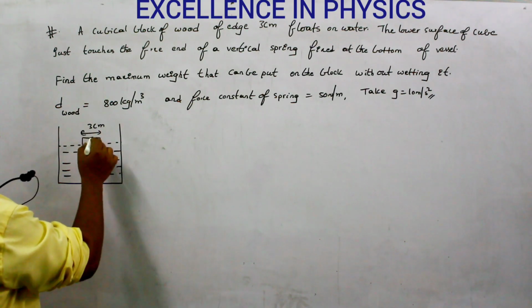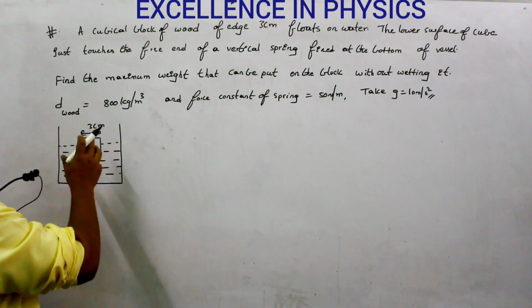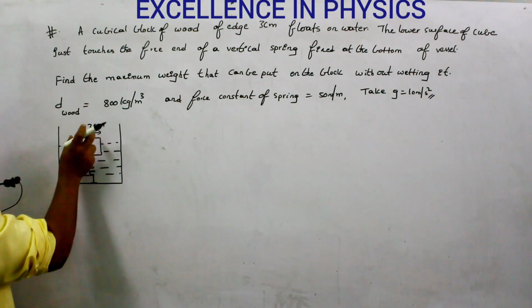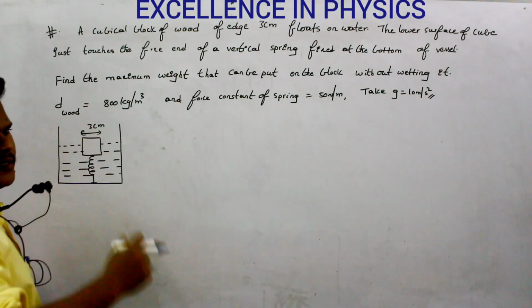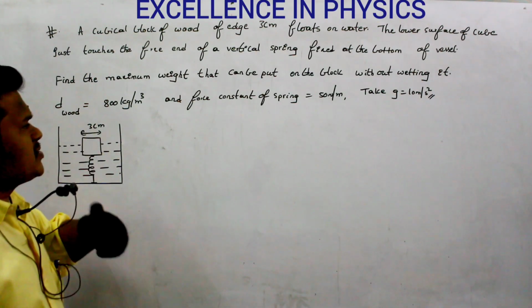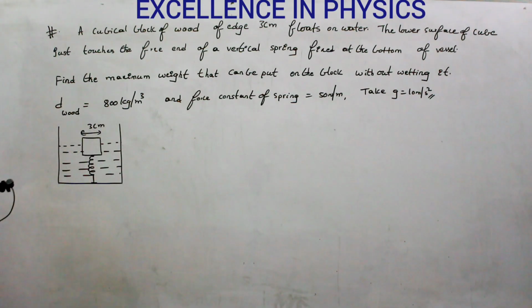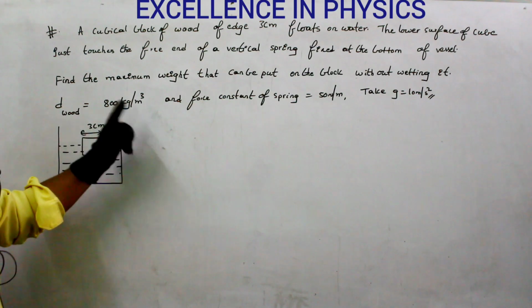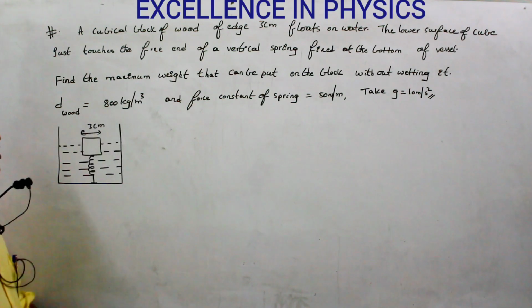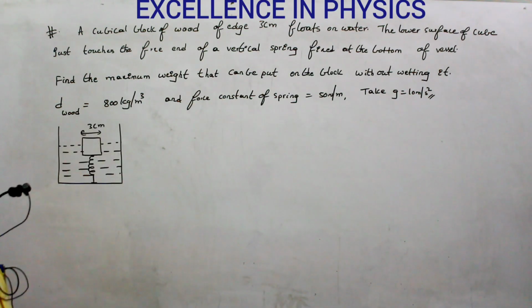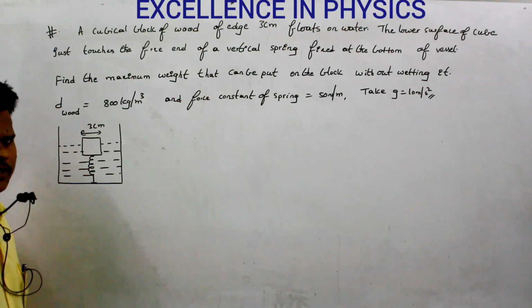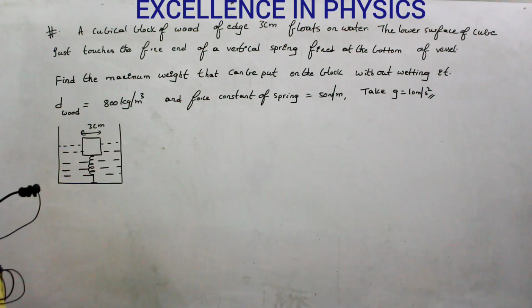So on this block I have to place some weight such that the weight which is placed here doesn't touch the water. Then what is the maximum weight I can place on this block? That I am supposed to find out. The density of this wood is given as 800 kg per meter cube, the force constant of the spring is 50 Newton per meter, and g value is 10 meter per second square that we are supposed to take.